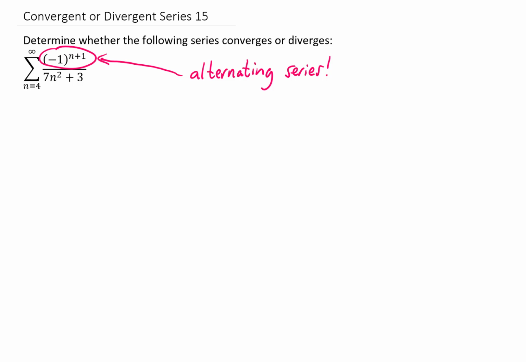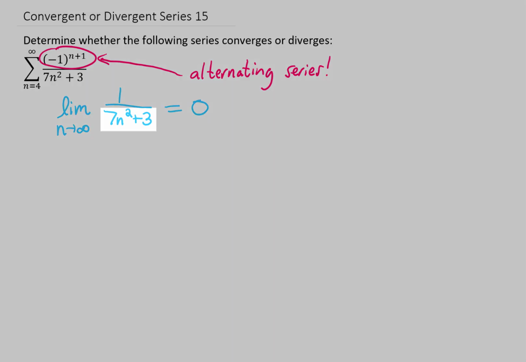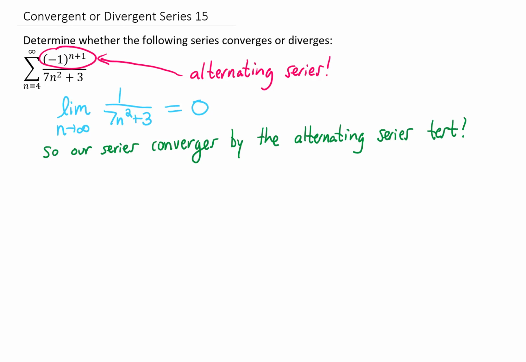Now, if all we have to do is answer the question, does this series converge or diverge, then all we have to do is ask the question, is the limit of the term inside of the series going to 0? And the answer to this question is really quickly yes. As n goes to infinity, the denominator goes to infinity. 1 over infinity just gives us 0. So our series converges by the alternating series test, and we are finished.